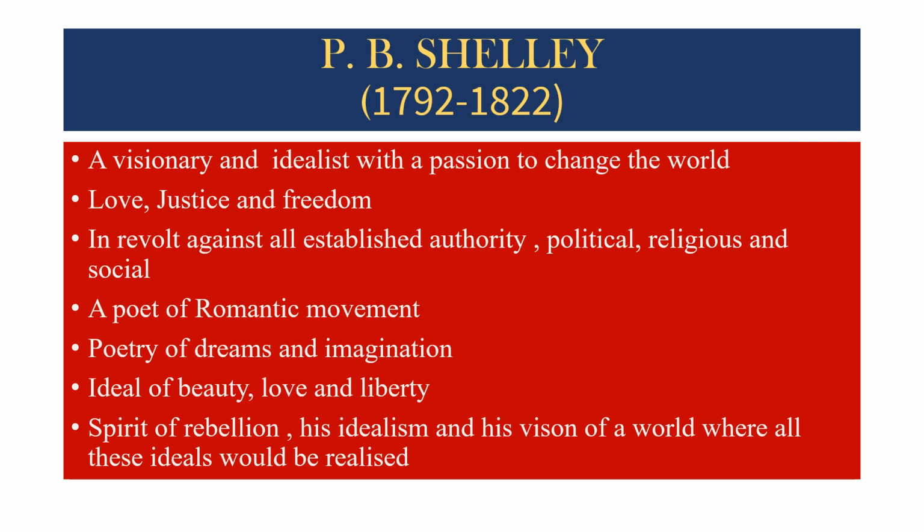He is a poet of the romantic movement. In fact, he is the poet of the second generation romantic movement. The first generation poets were Wordsworth and Coleridge. His poetry is poetry of dreams and imagination. It's full of abstractions, and it's the poetry of ideas and of ideals. And the ideals are that of beauty, love, and liberty. His poetry reflects the spirit of rebellion, his idealism, and his vision of a world where all those ideals would be realized.